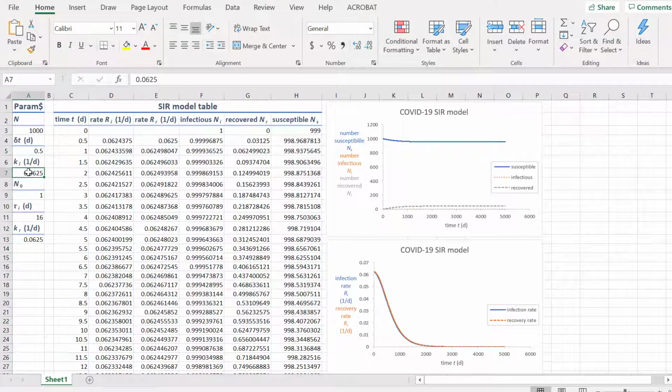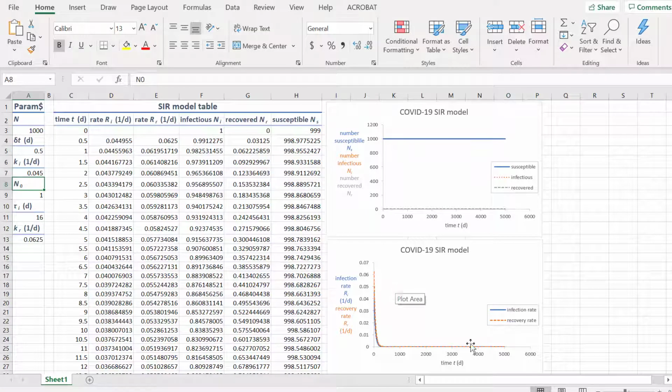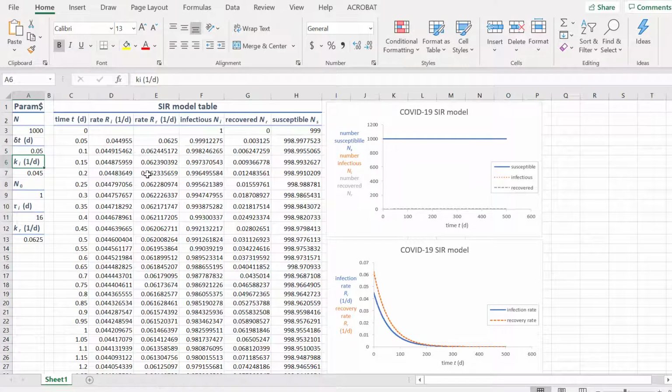So what was it? 0.045. And again, have a look out here at the graphs, see what they do. I'm going to hit enter. And, oh, okay, so we got a much shorter time scale. So let's make our delta t smaller. Let's try 0.05. Actually, I guessed right. Okay, so this looks like there's a decent flat portion here at the end, so it's showing what's happening.